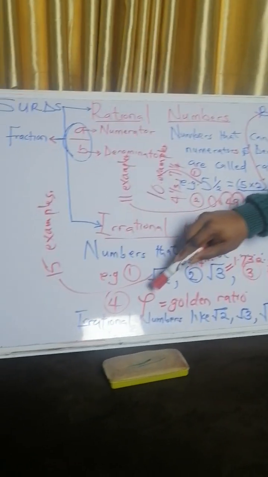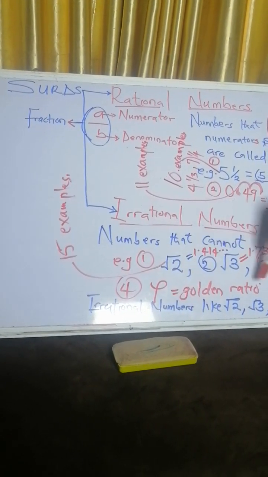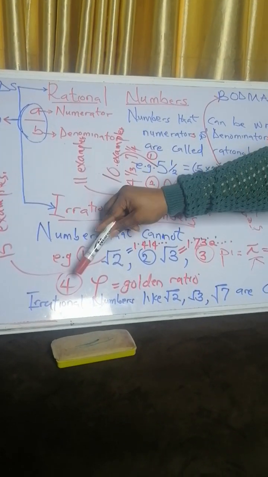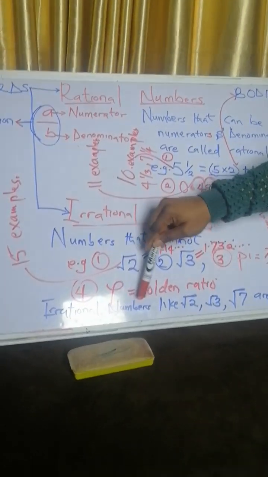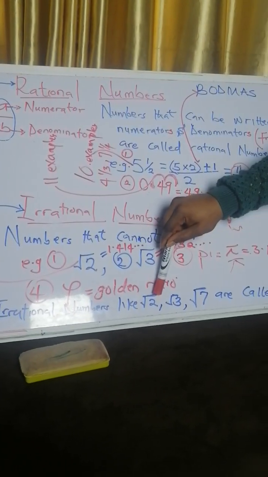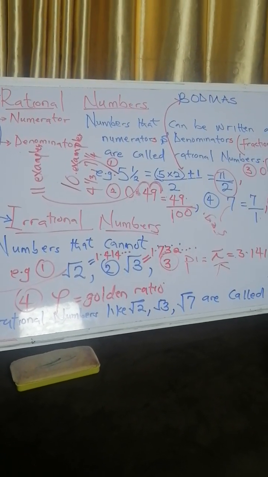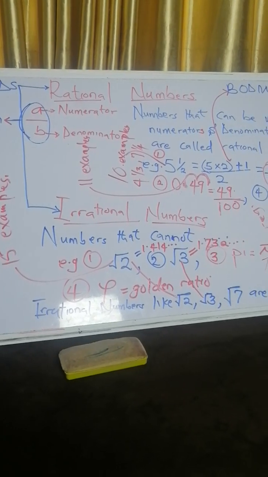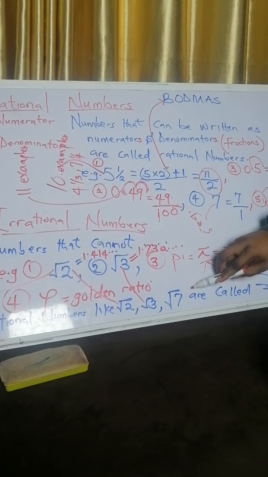Then another one, we have something like the golden ratio, which also has a value. Now note this is very key. Irrational numbers like square root 2, square root 3, which is what we have above here, and we also have square root 7.